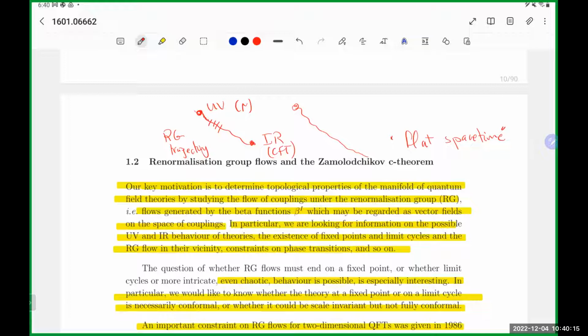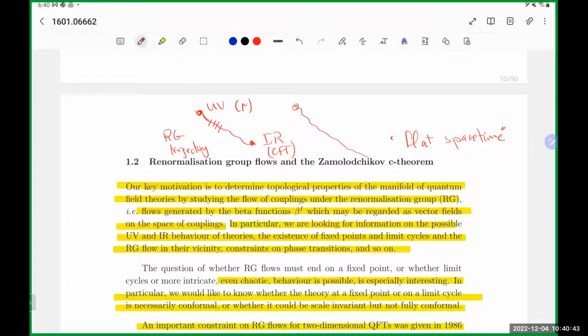It's fixed because the coupling constants of my interacting field theory are not changing anymore as I change the scale, right? And then I call this a fixed point, and it's usually a conformal field theory, right? This is basically the basic picture. No matter what the details are, you have some UV theory, and then you start flowing. Flowing means basically changing the couplings.